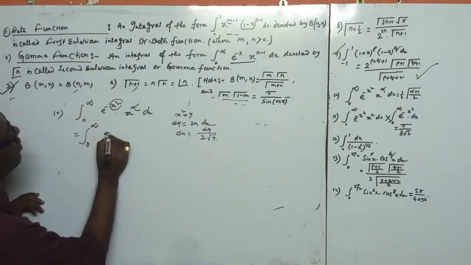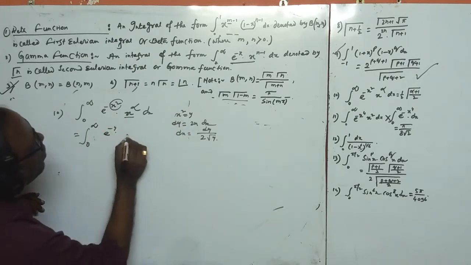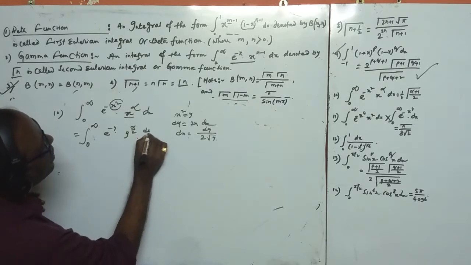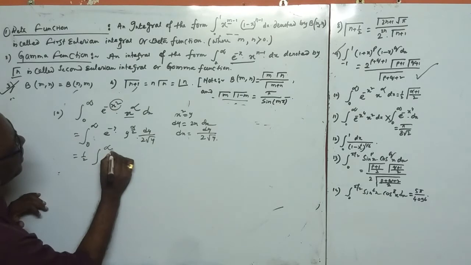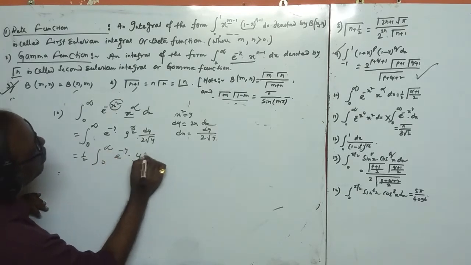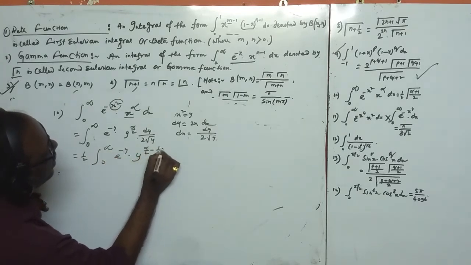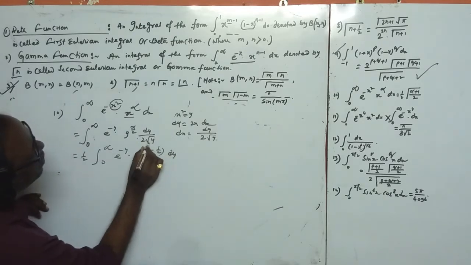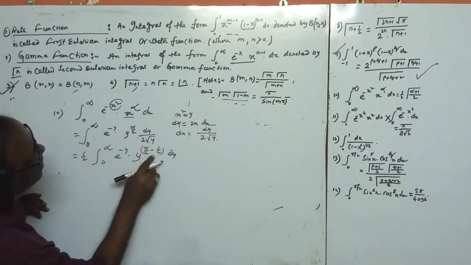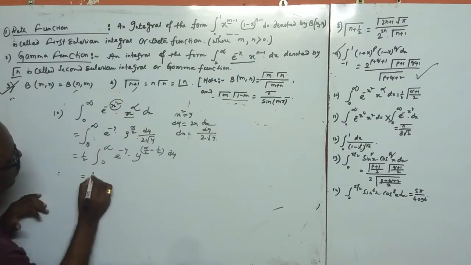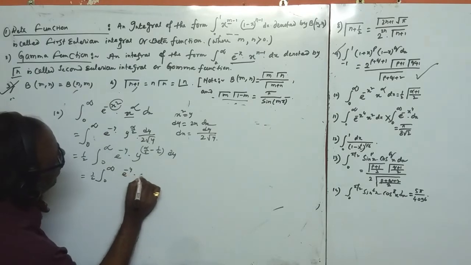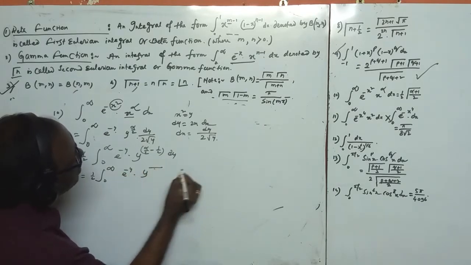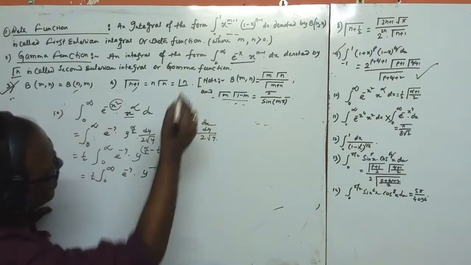Now e to the power minus y here, and x is root over y, so y to the power alpha by 2. Now dx, that is dy by 2 into root y. So half, 0 to infinity, e to the power minus y, and y to the power alpha by 2 minus half, and this is dy. This is y to the power half, and alpha by 2, then the index here is alpha by 2 minus half. So half, 0 to infinity e to the power minus y, and y to the power n minus 1.